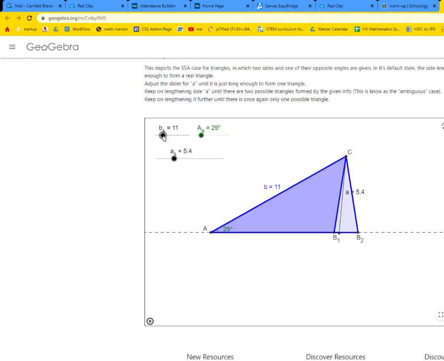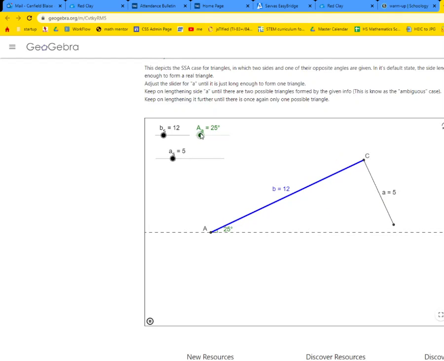There is one possible situation where we can get this to work. And it's when, let's see if I can get it. Boom. When that dangling side can only reach straight down and touch just once. And that's when it hits at a right angle.